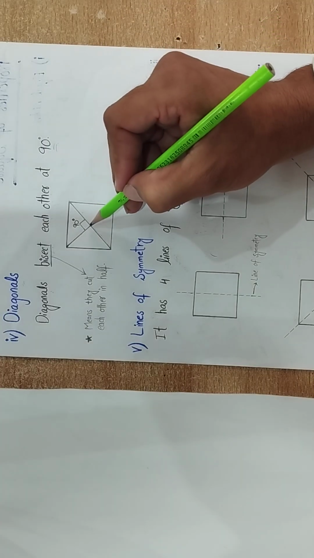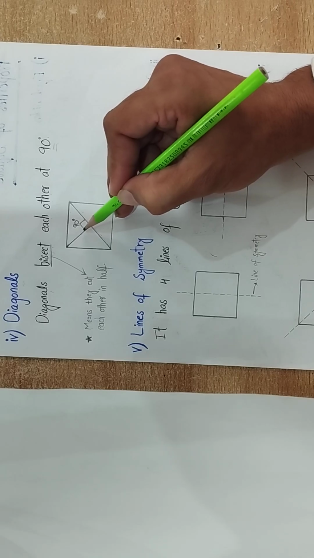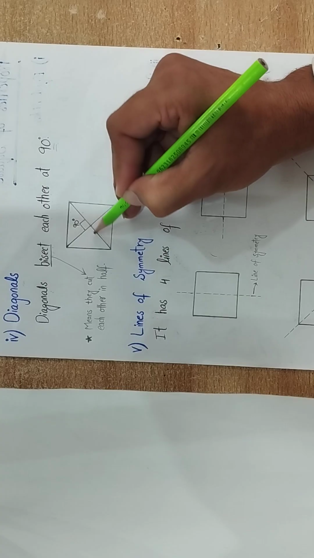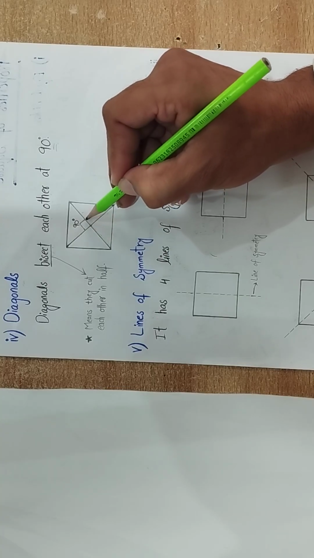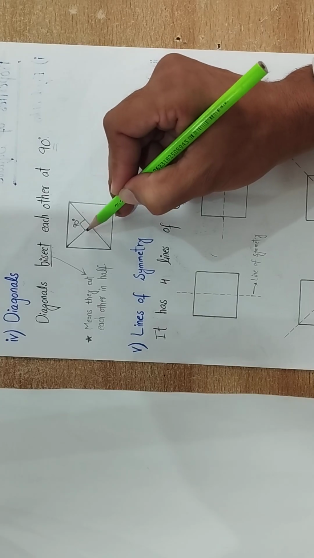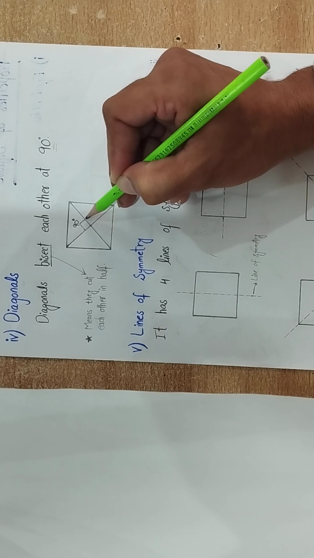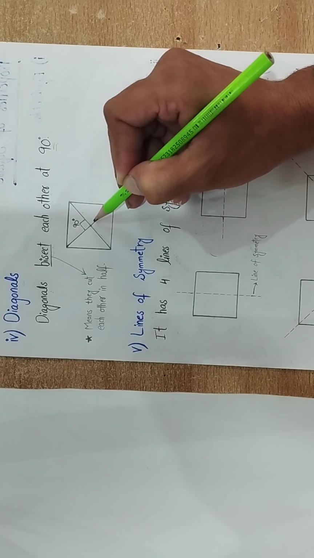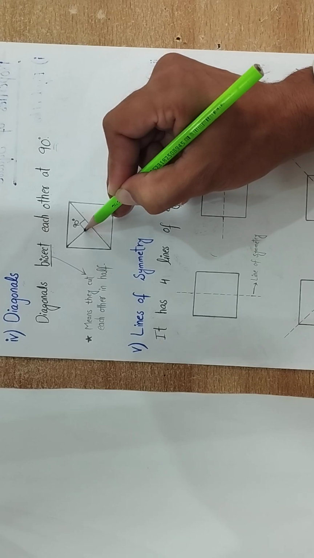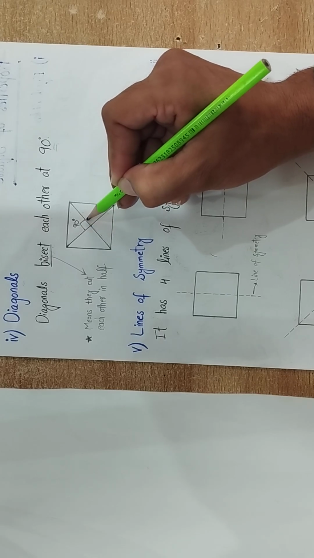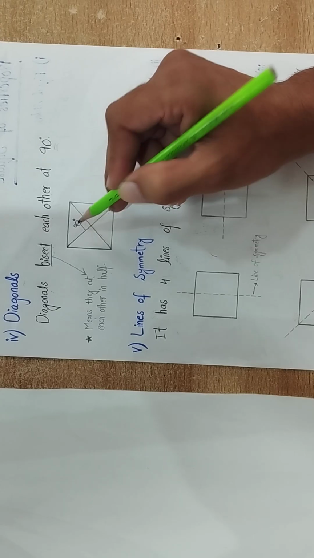Why do they form an angle of 90 degrees at the point where they meet? Because you can see that this is the point where these two diagonals are meeting, and at this point they are making a square corner. You can draw a square corner here. Likewise, you can make one here too. A square corner is forming here and here. So at the point where the two diagonals are meeting, they are forming a square corner. It means there is an angle of 90 degrees at that point.